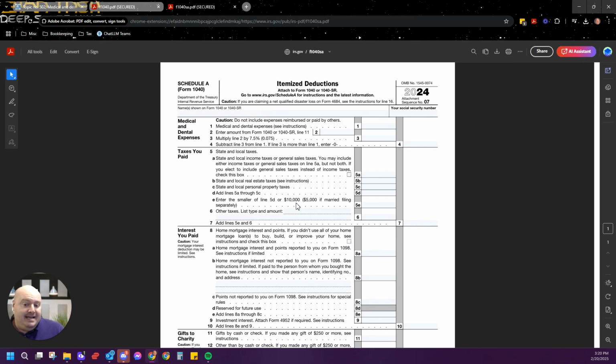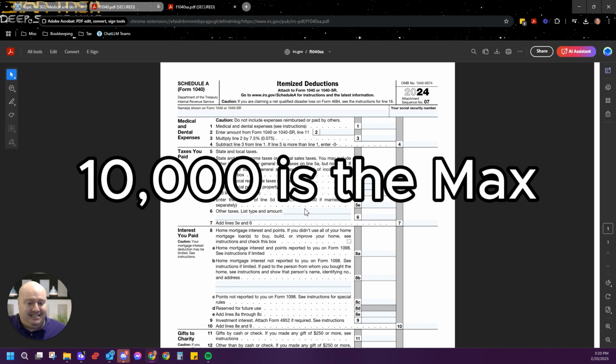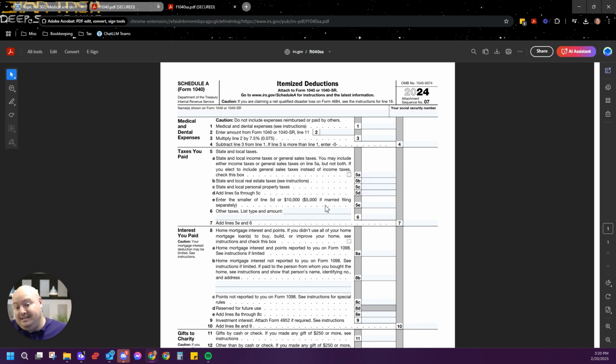So it's either going to be however much you did pay, up to $10,000. So it's either the smaller of all of that added up or $10,000. So $10,000 is the maximum in this section. If you have $10,000 worth of property tax or real estate taxes, that's what you're going to deduct, $10,000, for this section alone.